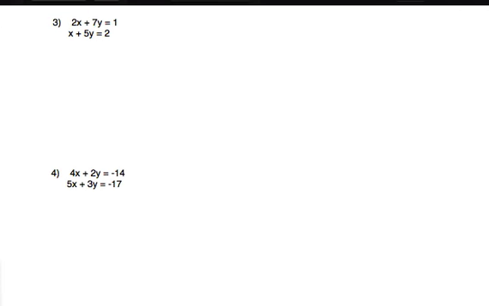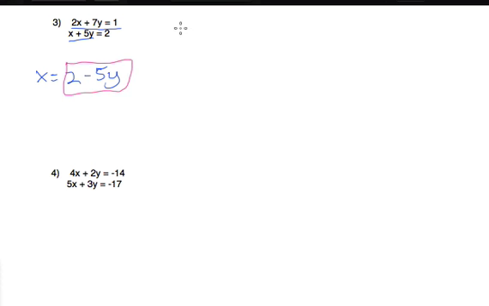Number 3. All right, describe one variable in terms of the other. Here, this is fairly obvious. I'm going to solve for x, and in fact, I'm going to just skip that step. x equals 2 minus 5y. Now I'm going to use this equation and substitute 2 minus 5y in for x. So this is what x equals.